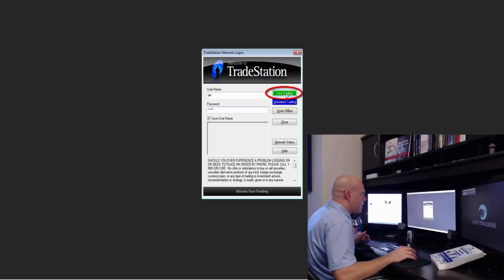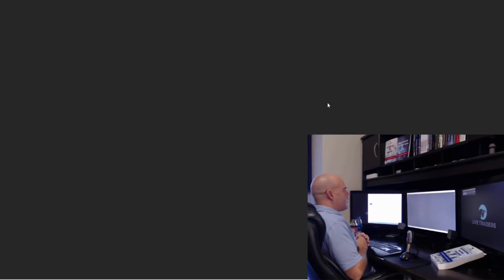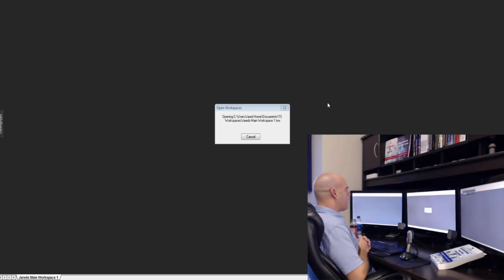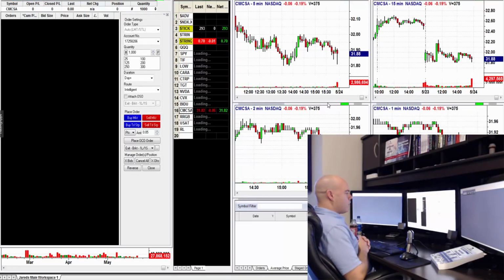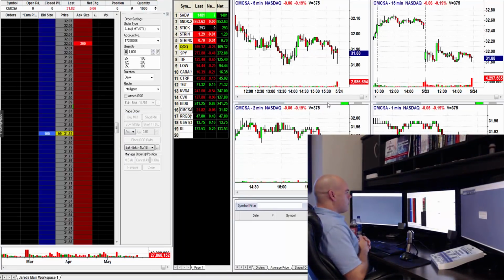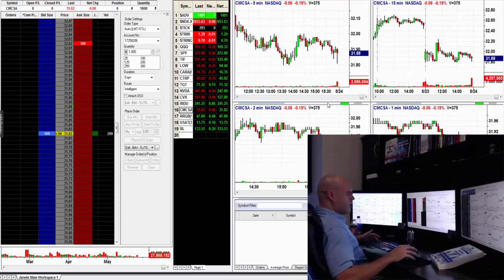Okay, notice I'm clicking live trading. Nobody else takes you through this because they don't want you to see behind the scenes. So we'll give it a second and let the platform load up. Then I'll get to my scanning monitor, and I'll show you guys exactly how I scan for the open.